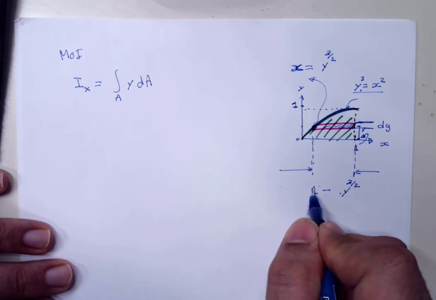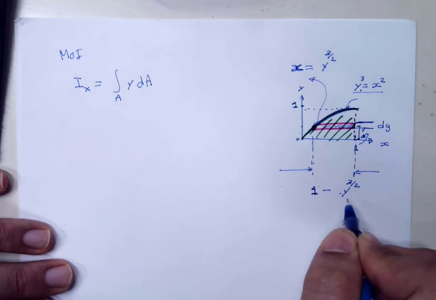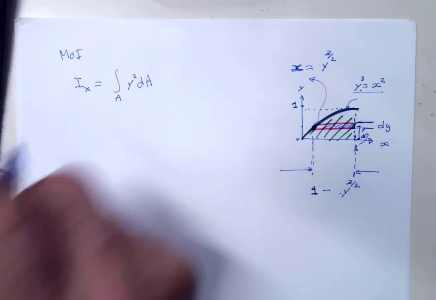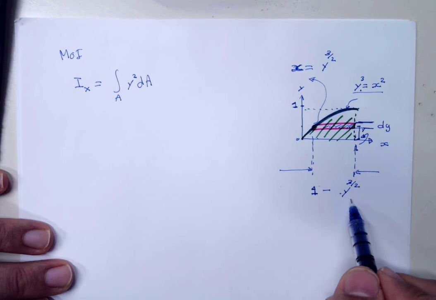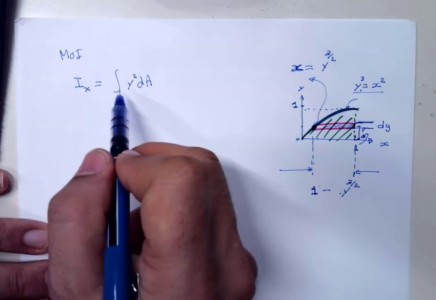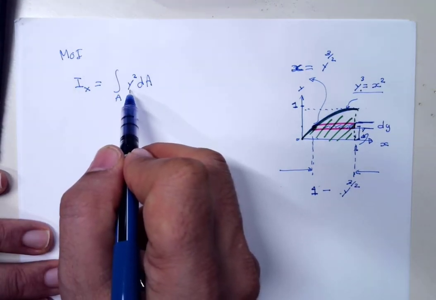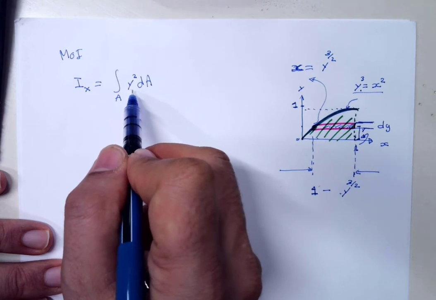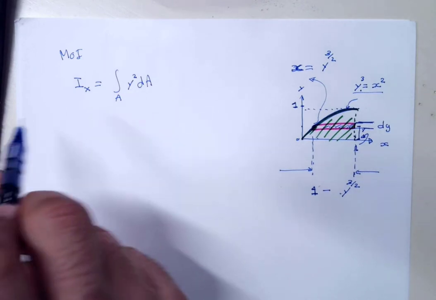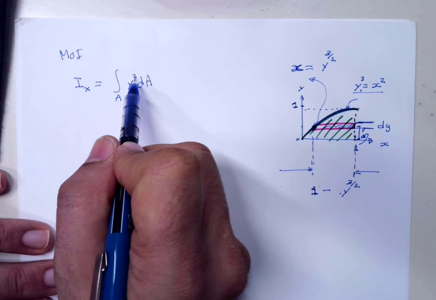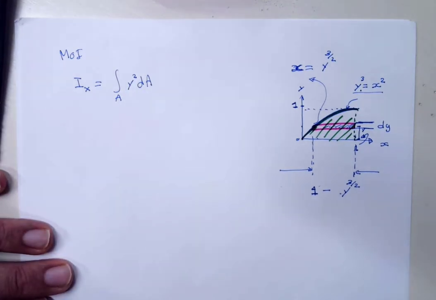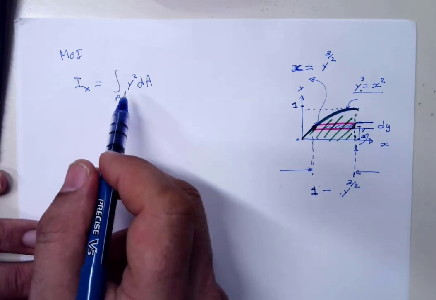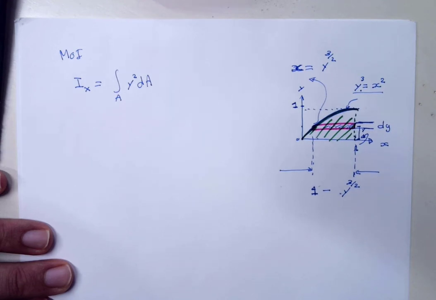Now, there's a reason why I want to always keep my variable in y: my integration is y squared dA, so I always have to be consistent. And I put the 2 here because that's the definition of the moment of inertia. If it was y, then we're not doing it, right? We're doing it for the centroid.